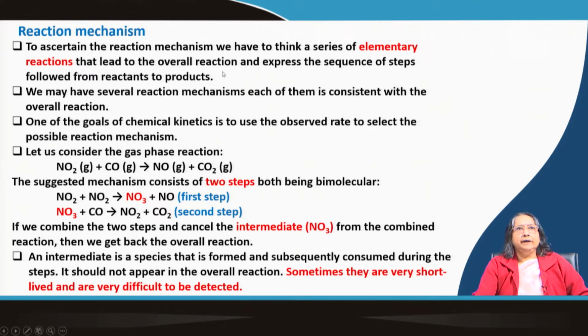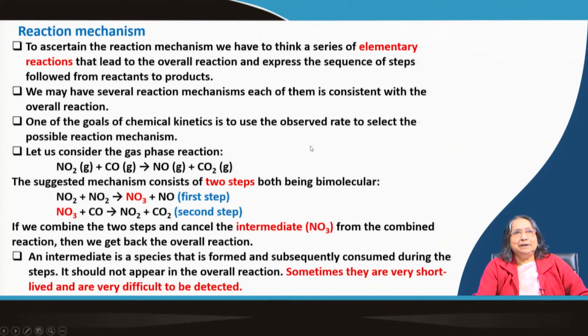Now, we may have several reaction mechanisms, each of them consistent with the overall reaction. So, if you have written several possible mechanisms, which one will be the correct one? One of the goals of chemical kinetics is to use the observed rate. So, you have to match with the rate also. You have several possible mechanisms, but then next you have to think about the rate.